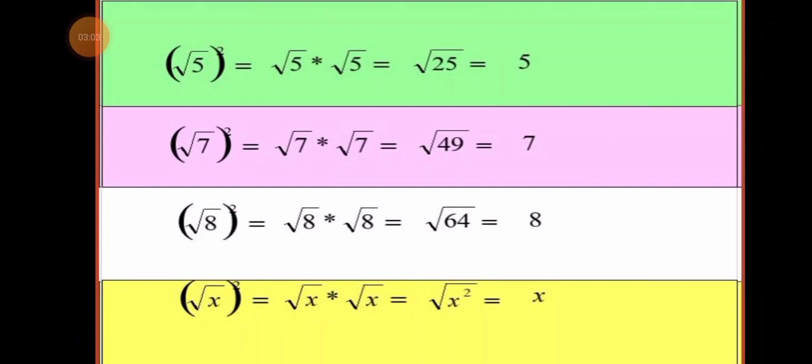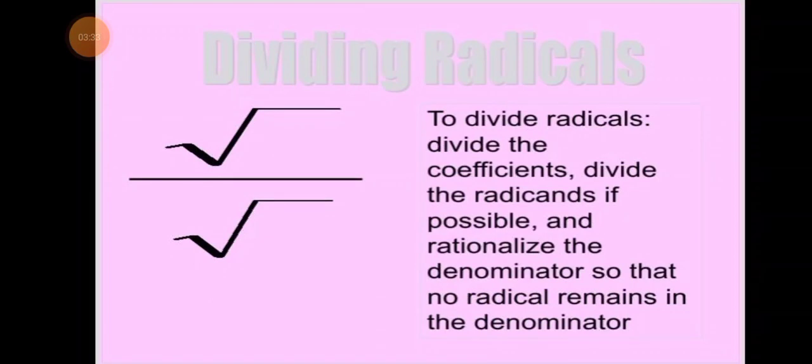The quantity square root of 8, squared, equals square root of 8 times square root of 8, which equals square root of 64. And the square root of 64 is 8. The quantity square root of x, squared, equals square root of x times square root of x, which equals square root of x squared. The square root of x squared is equal to x.